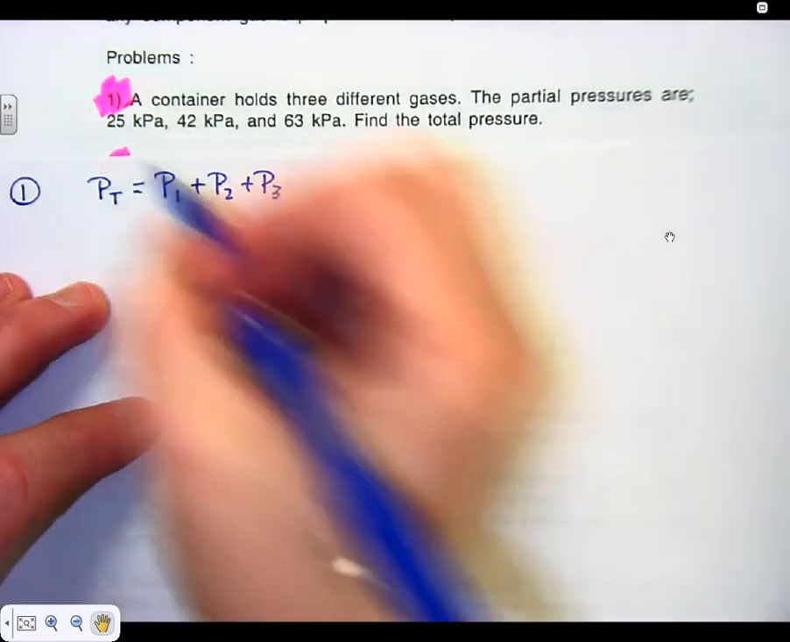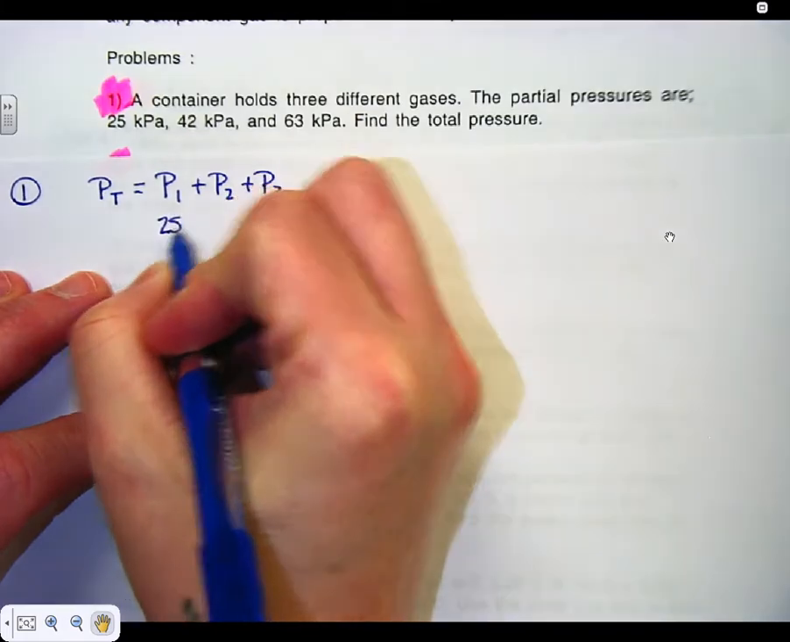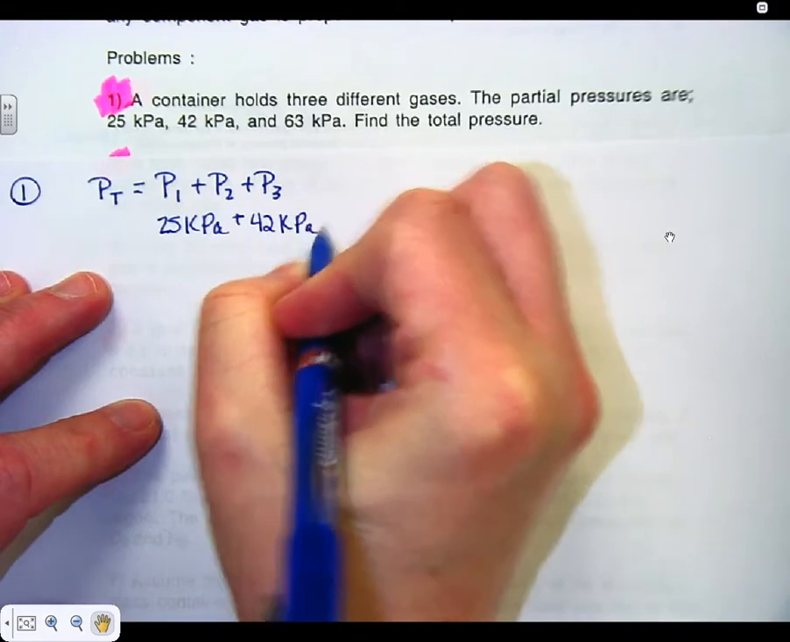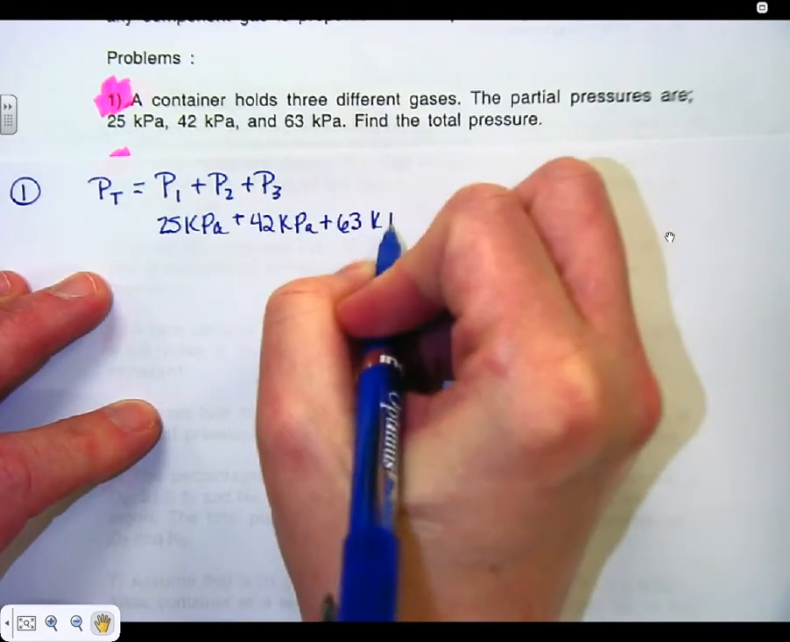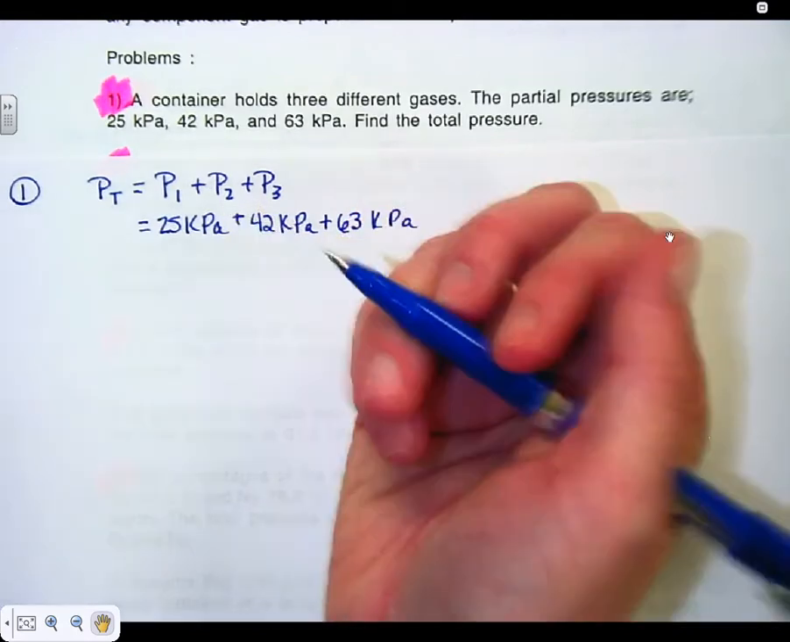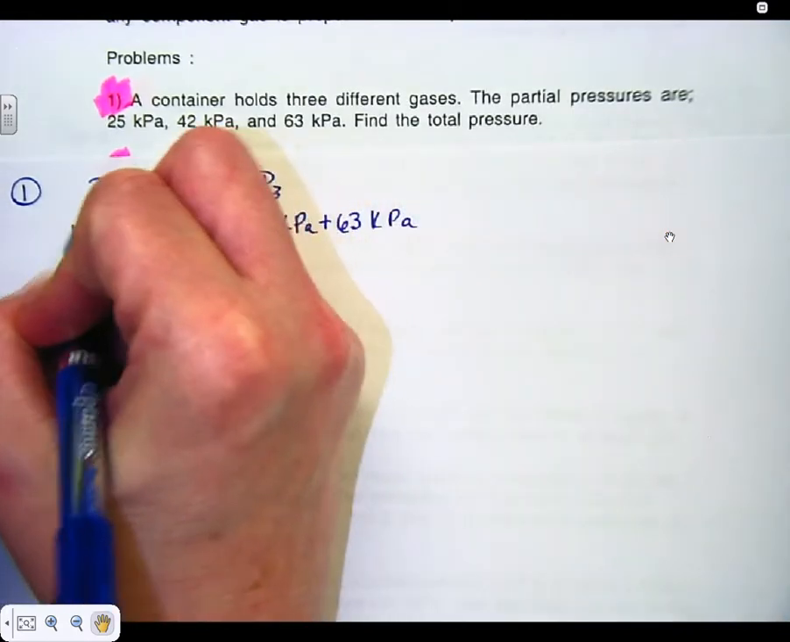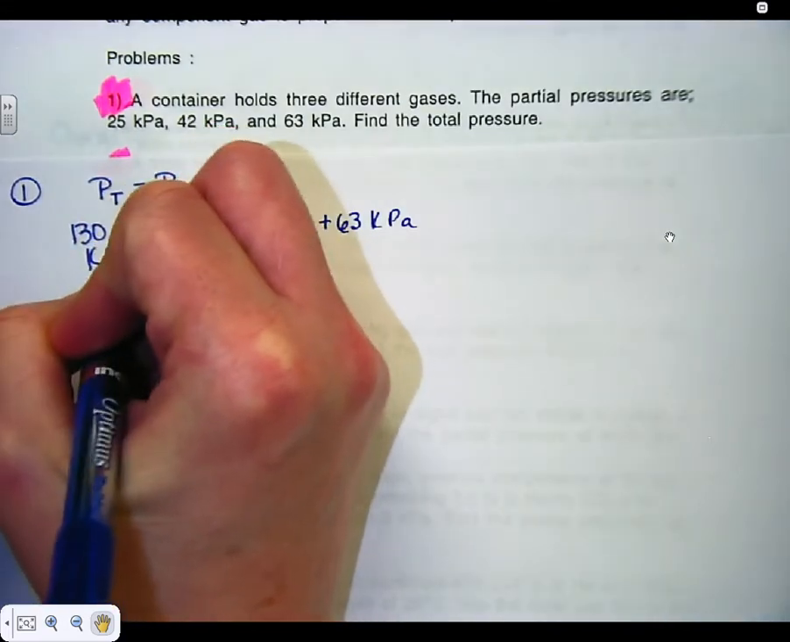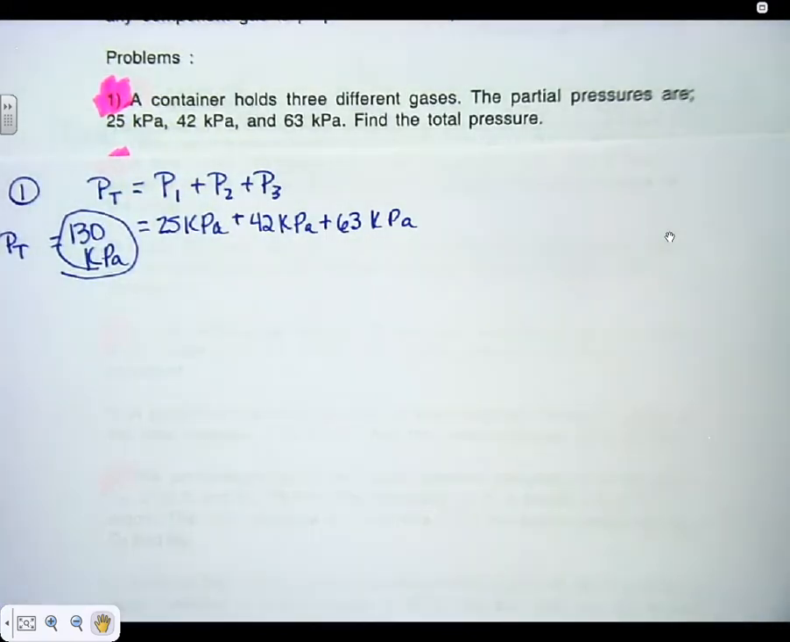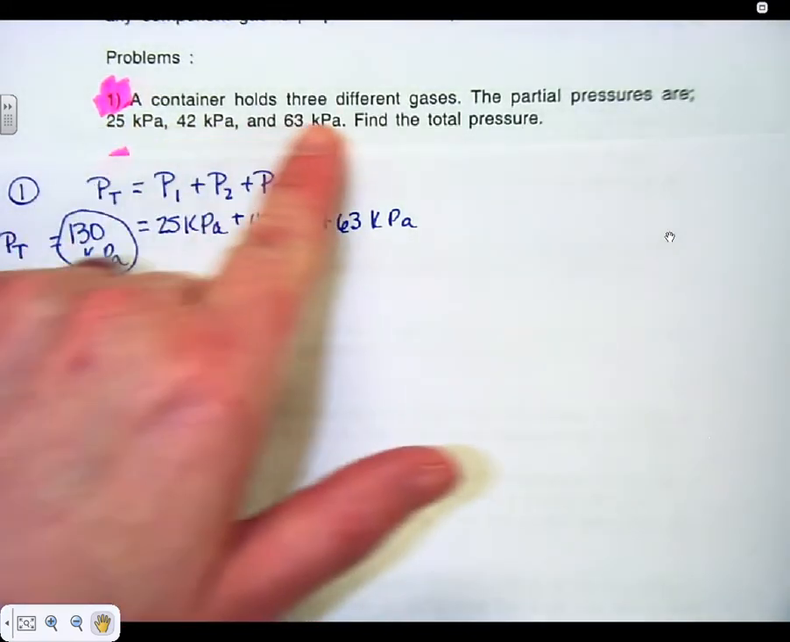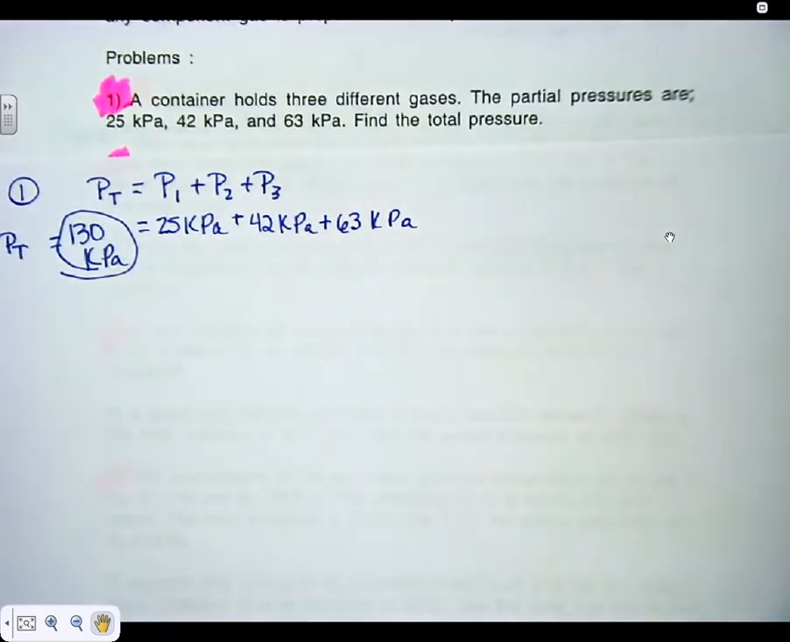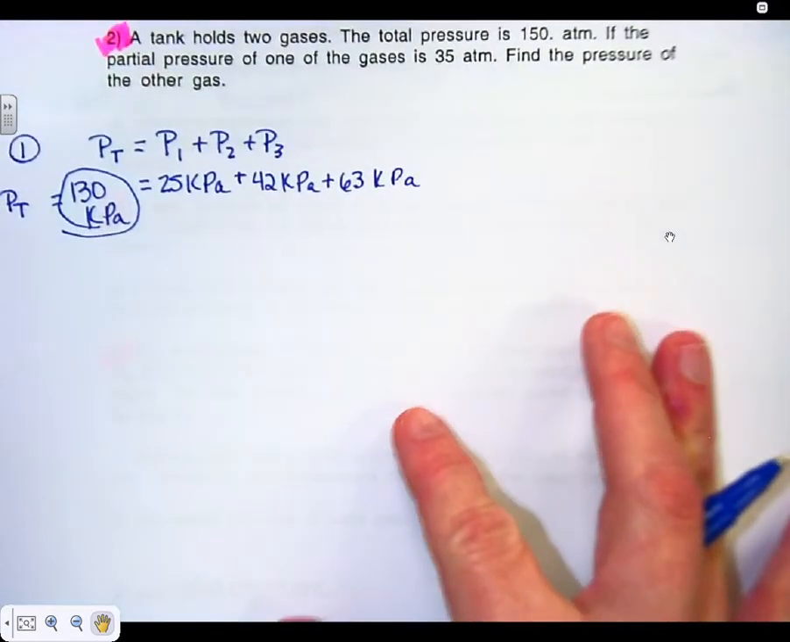So gas 1, we're going to say that pressure is 25 kPa. Gas 2, 42 kPa. And gas 3, 63 kPa. When we add all those together, 25 plus 42 plus 63, we get that the total pressure in that container is 130 kPa. And again, 2 significant digits in all of our measurements in the problem, so 130 does have 2 significant digits. So that's really simple. Moving on to another one.